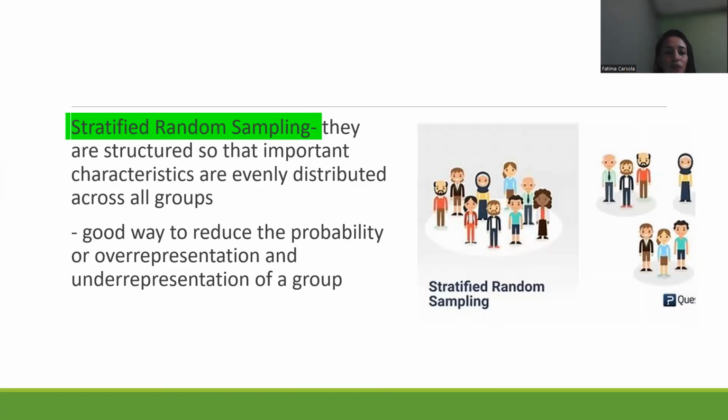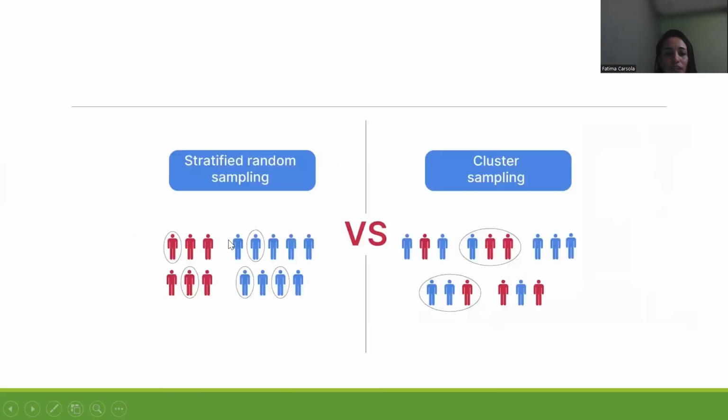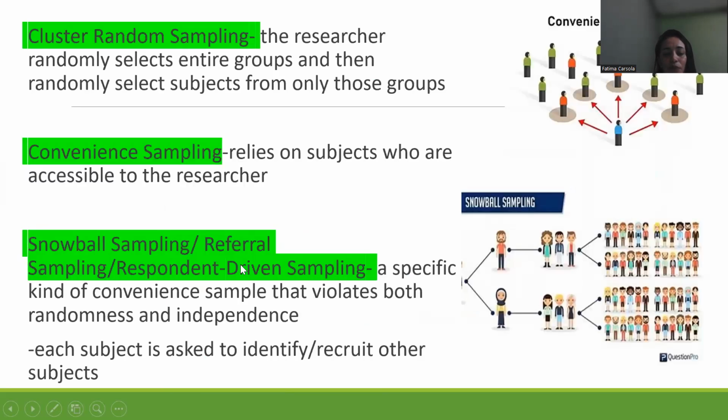We also have here what you call cluster sampling. In cluster sampling, sometimes it is impossible to draw a single subject from groups, because of either geographic limitations or accessibility issues. So in cluster sampling, the researcher randomly selects entire groups and then randomly selects subjects from only those groups.